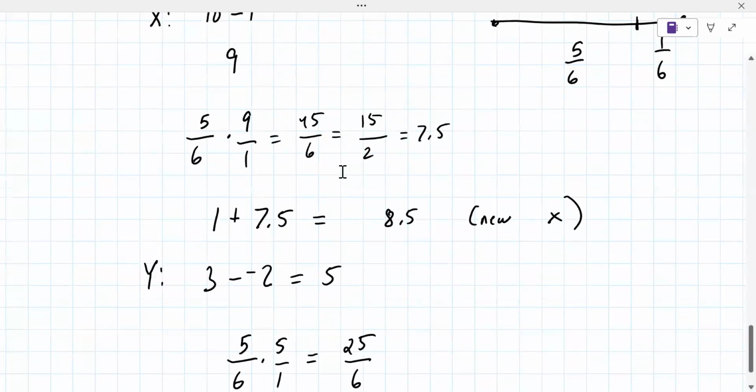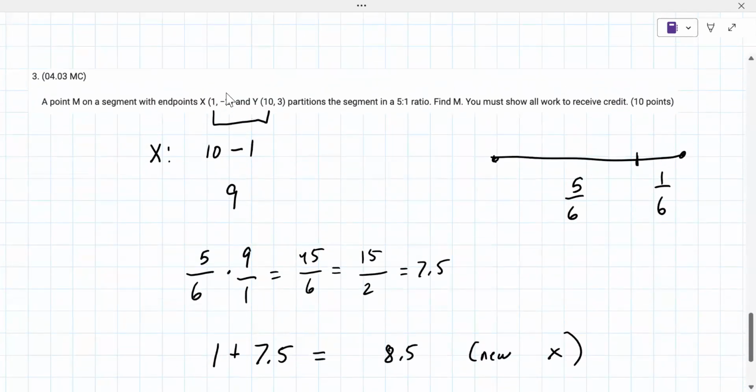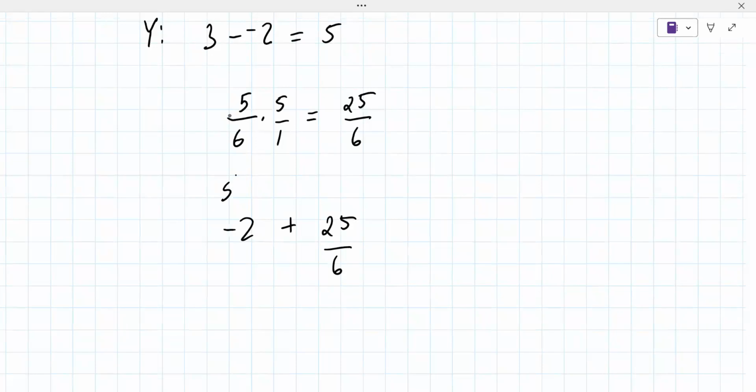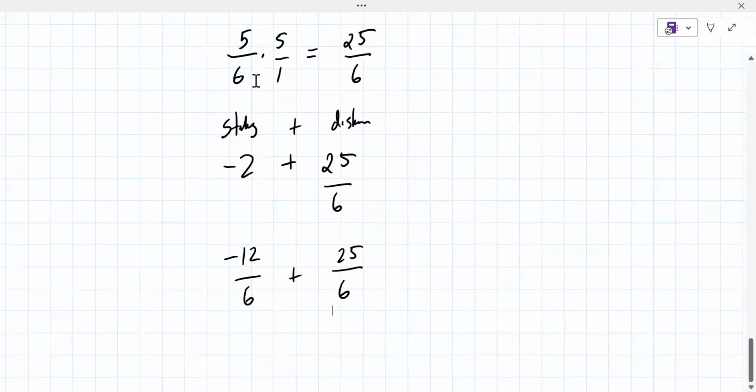Now you add it to your old y value. So your starting y value is -2. You take -2 and add 25/6 to it. You always take the starting point, and then you add to it the distance. So this ends up being -12/6 plus 25/6, which becomes 13/6.